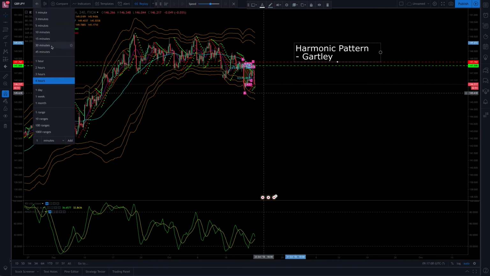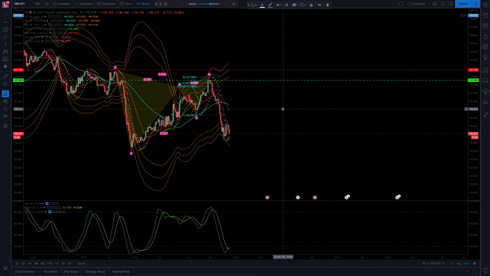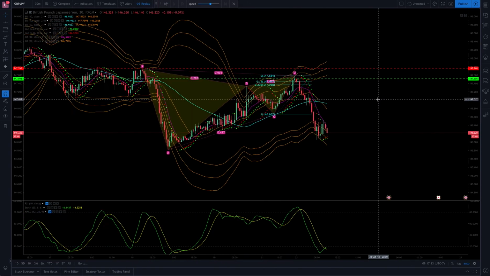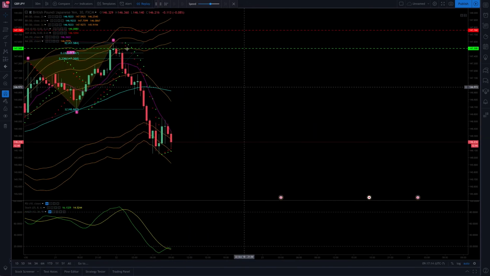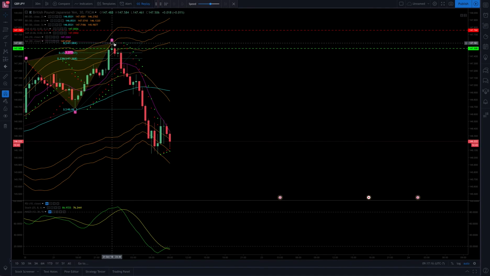Go back over to the 30-minute because that's where my scan was. What do we have? We have Bollinger Bands. We have one touch, two touch. It's high in our Bollinger Bands.